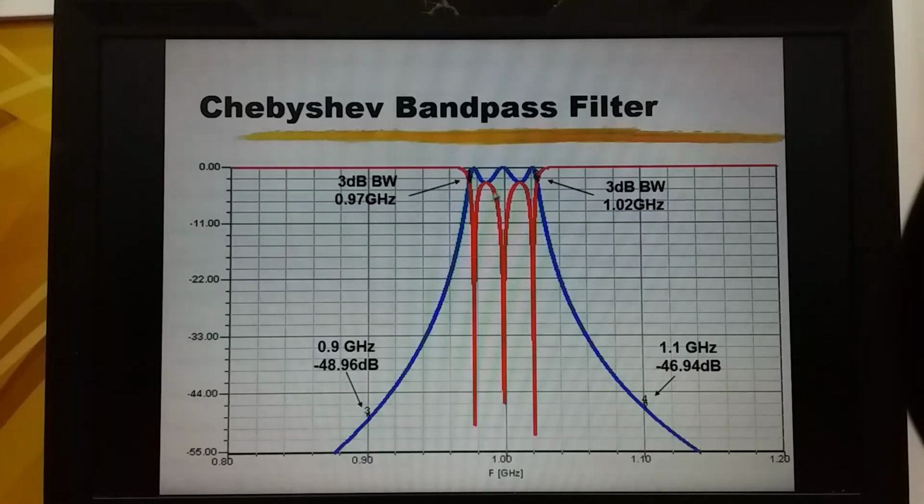Similarly, in the pass band, the transmission coefficient is close to 0 dB. Of course, we get some ripple within the pass band, and the reflection coefficient is very low within the pass band.